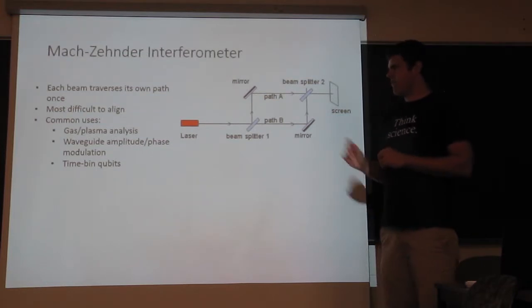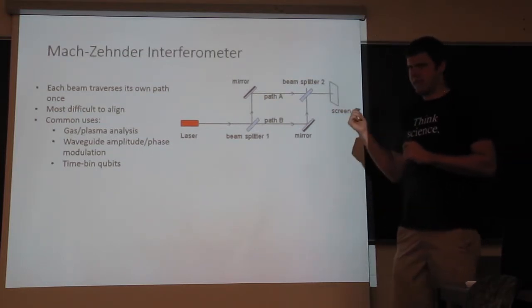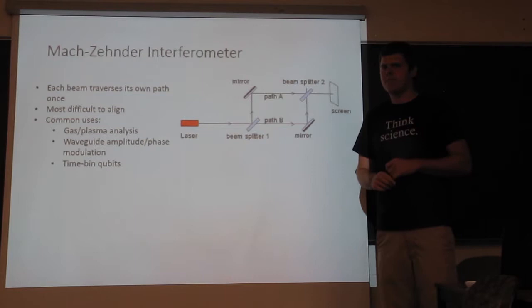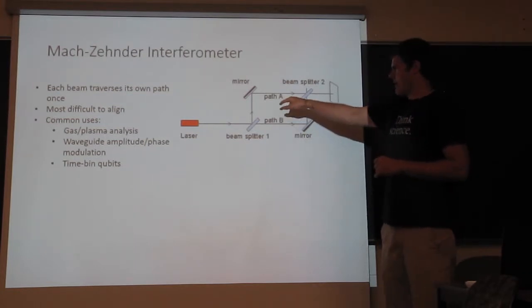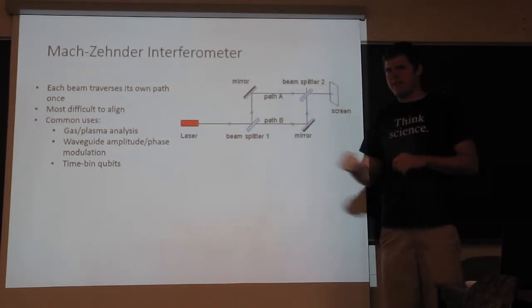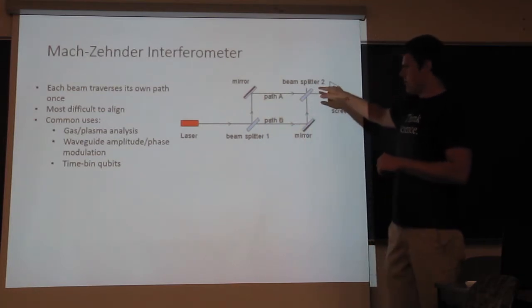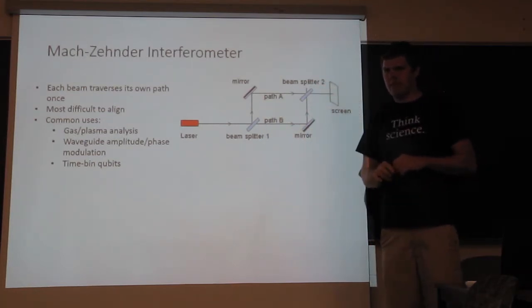And one more use that we use it for is you can use this to create time-bin qubits, where one path length is much greater than the other one, and if you send in a laser pulse, out will come two laser pulses displaced in time.